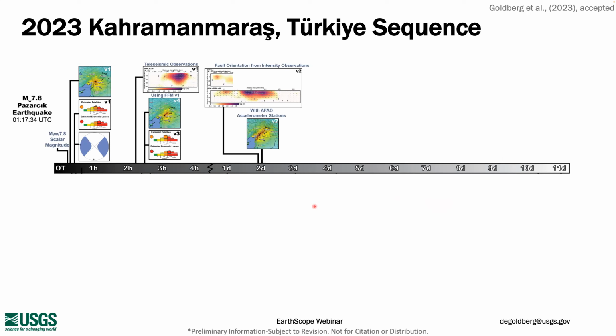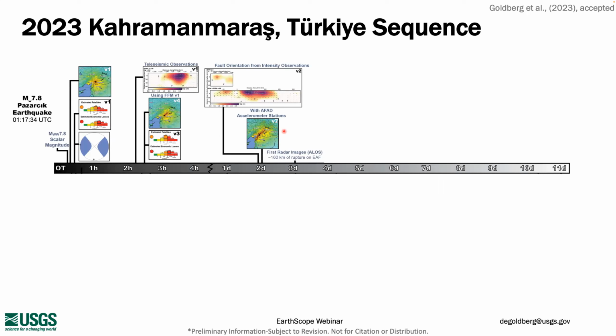In the next day or so, we finally got access to a large data set of accelerometer stations, which then were used to update ShakeMap further. So now we have this sort of two-pronged fault orientation that raises the level of shaking along the fault trace.